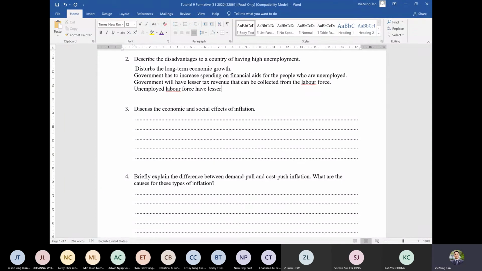Lesser purchasing power, right? So you can say this may lead to bad debt in housing loans.